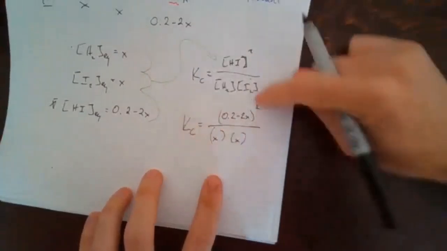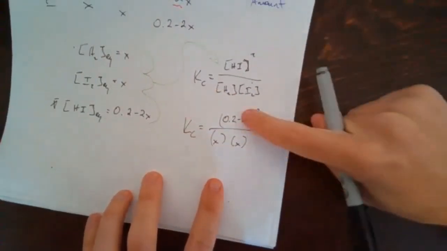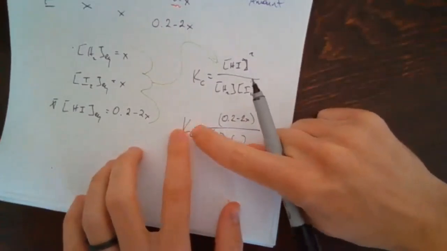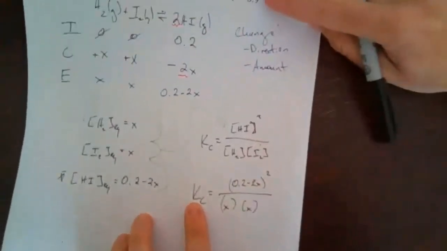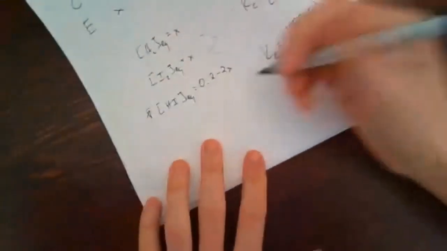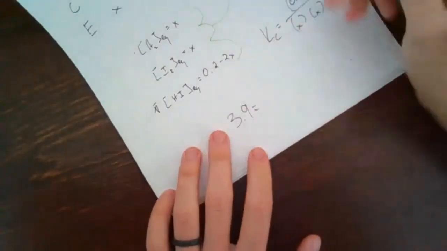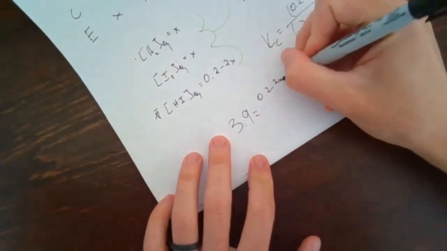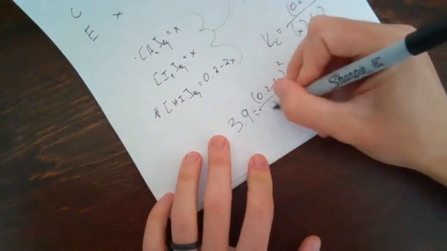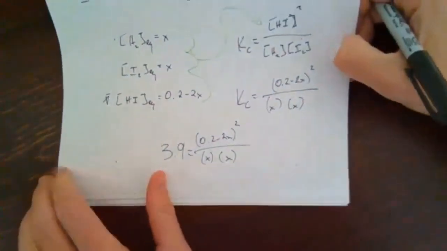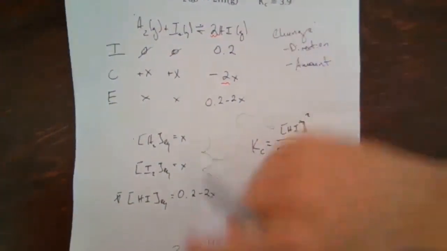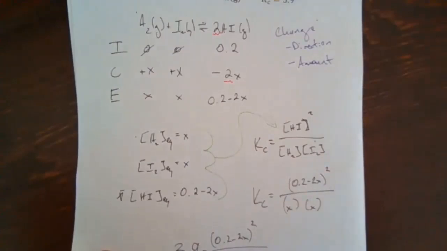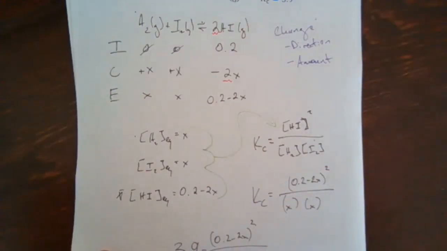And so this is now an algebraic expression that I can solve for. I have these variables x. So if I know the value for Kc, again, that's a number, I can plug that number in and I can solve. So overall, the equation I want to be solving is 3.9 is equal to (0.2 minus 2x) squared divided by x times x. All right, so Kc is given to us here. And so if you know that value for Kc, you can solve this and figure out your amounts at equilibrium. So let's do that.